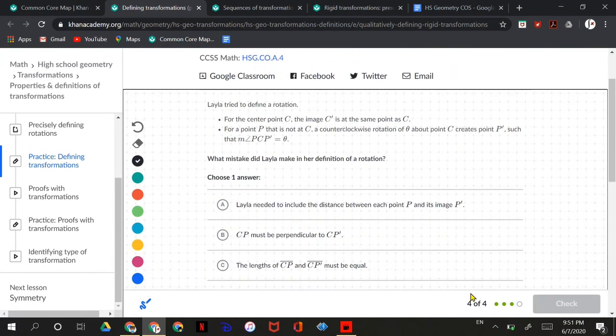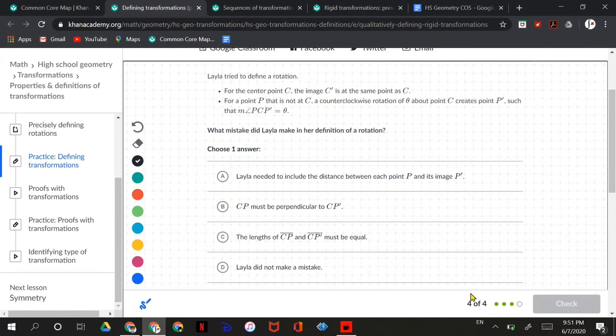Layla tries to define a rotation. What mistakes did Layla make in her definition of a rotation? For the center C, the image C1 is the same point as C. For a point P that is not C, a counterclockwise rotation of theta about point C creates point P1 such that angle PCP1 is equal to theta. Okay, rotation.